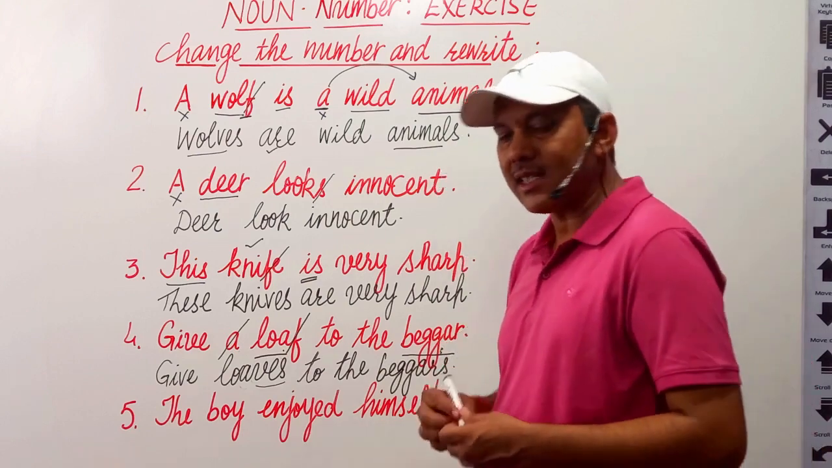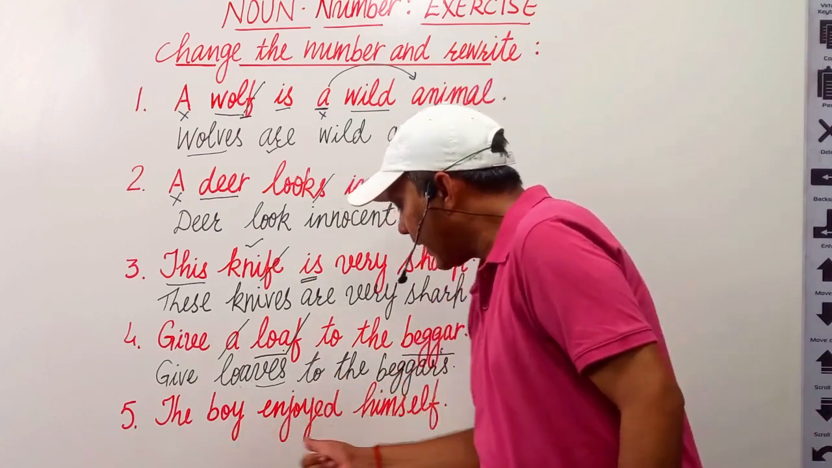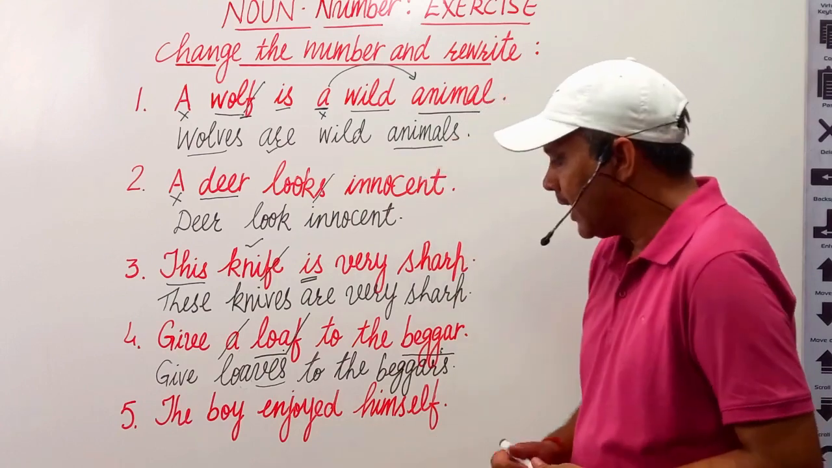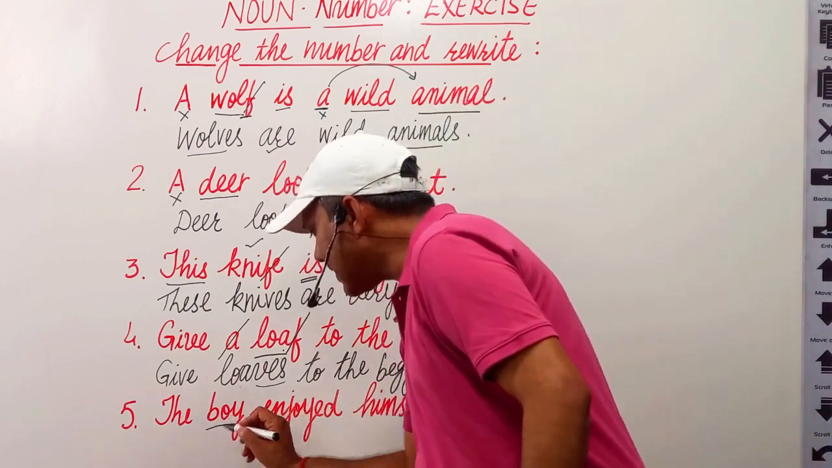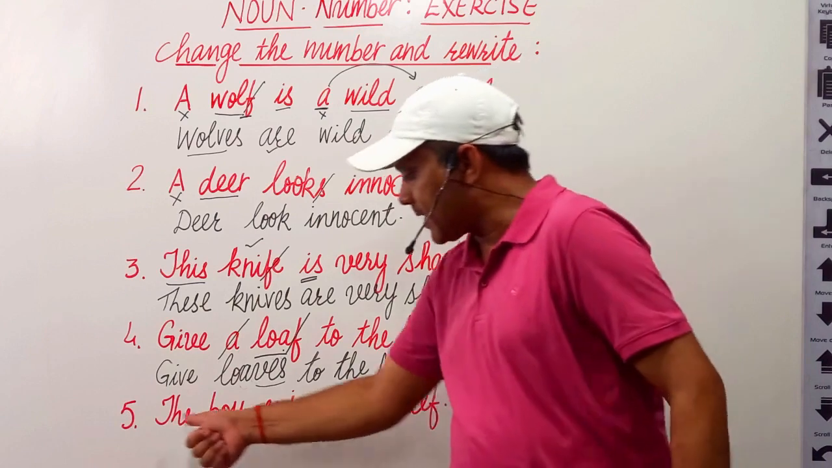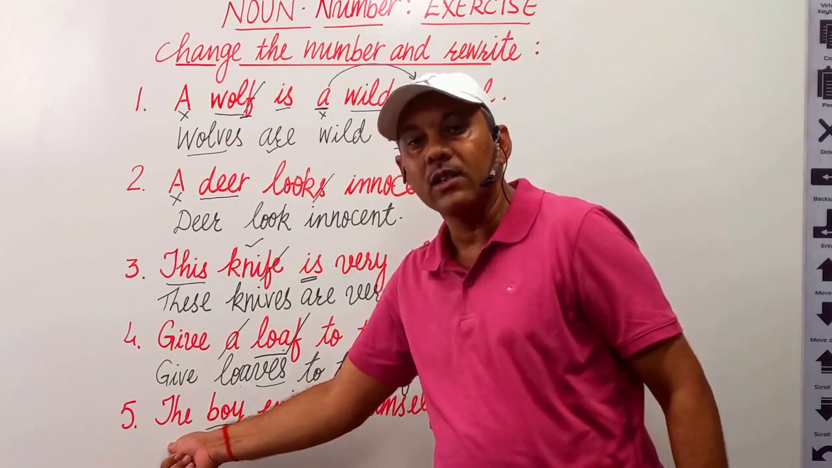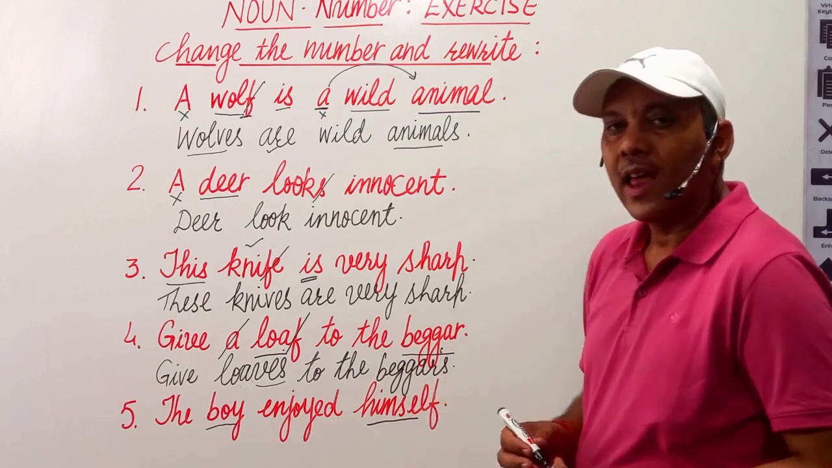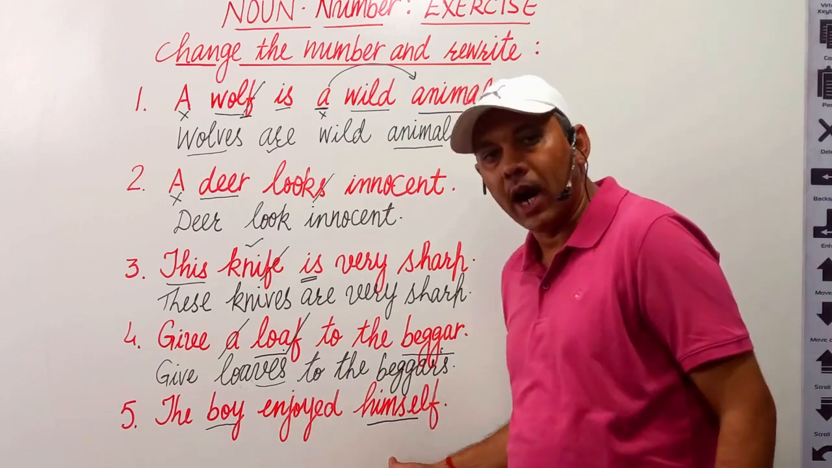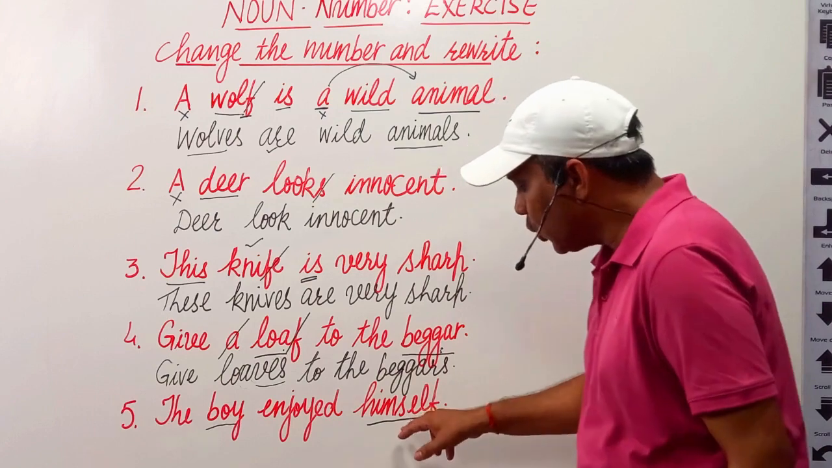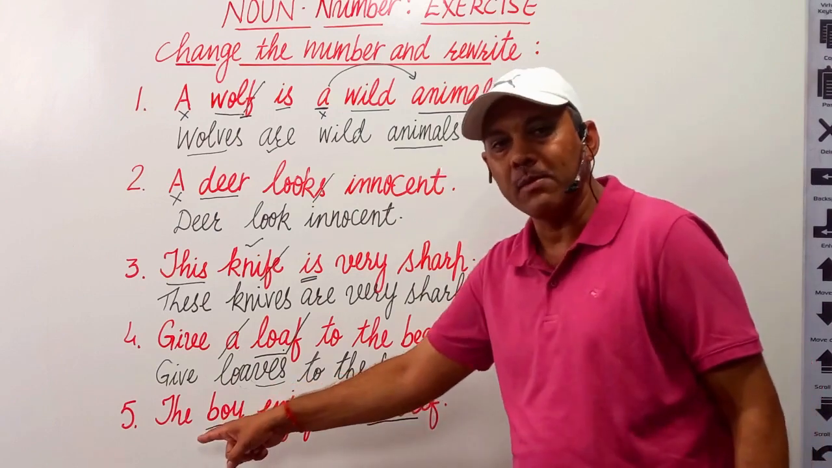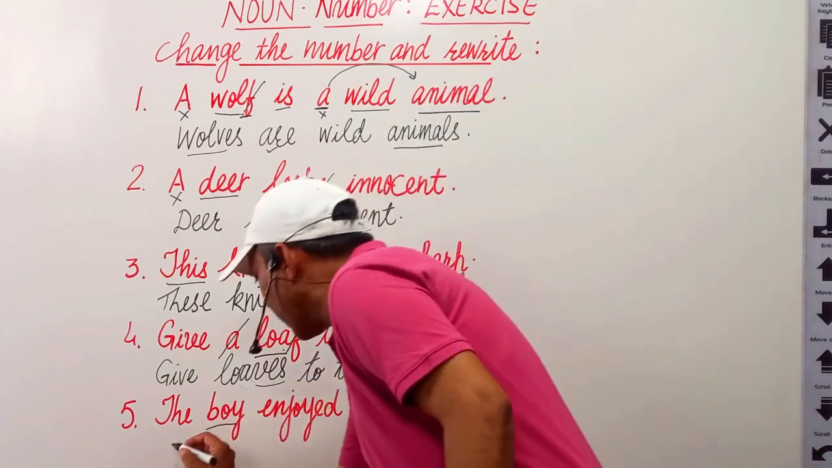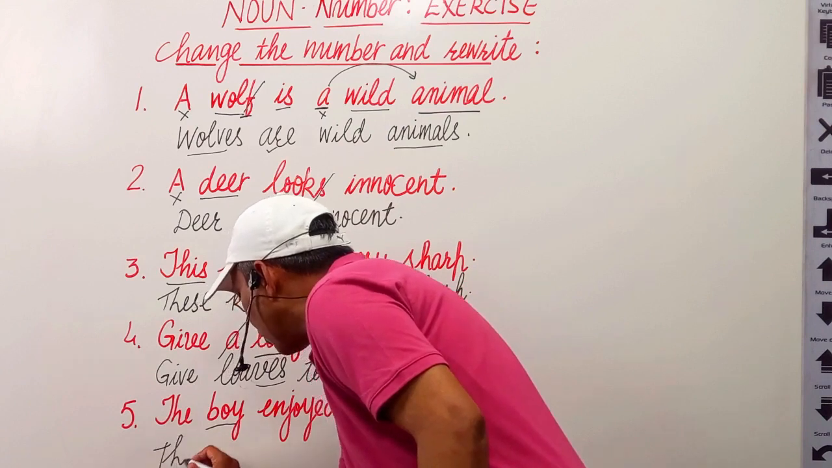And the last sentence in this exercise is: the boy enjoyed himself. Here, boy is a common noun because it is preceded by the article the, and himself is a reflexive pronoun and it is used for the boy himself. So we have to change the boy into plural.